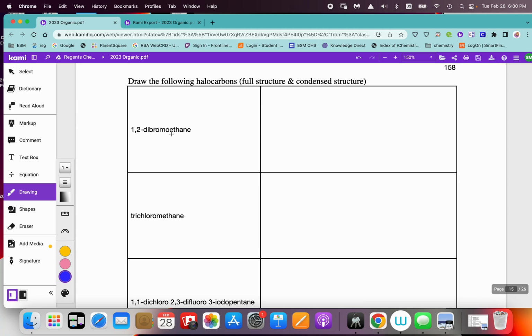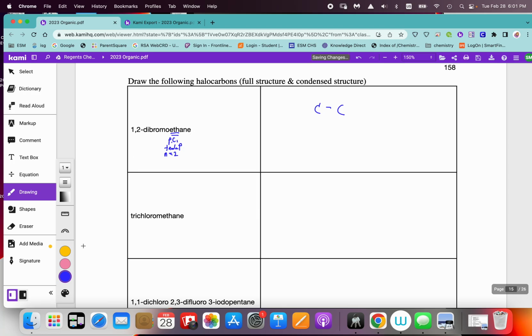So when I take a look here, I see F. So that is my prefix for the parent chain. So this is what I would look up on table P. And when I go to table P, F means N equals 2. So I am going to put 2 carbons right there.